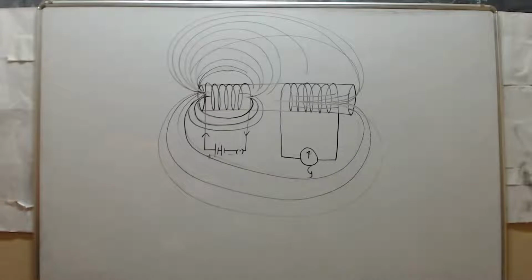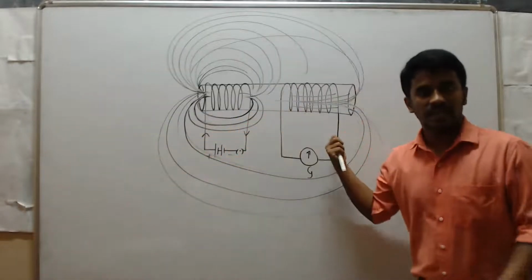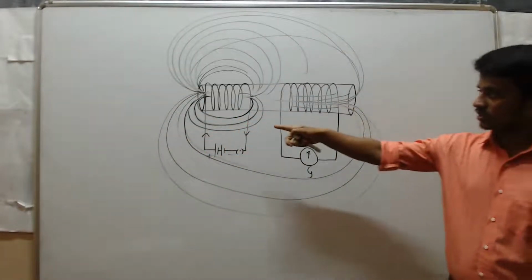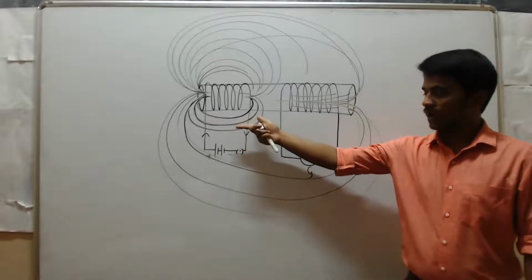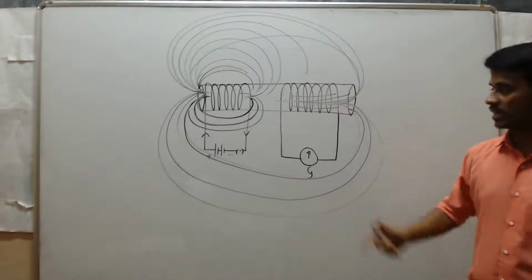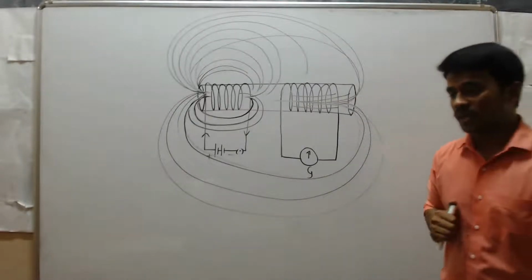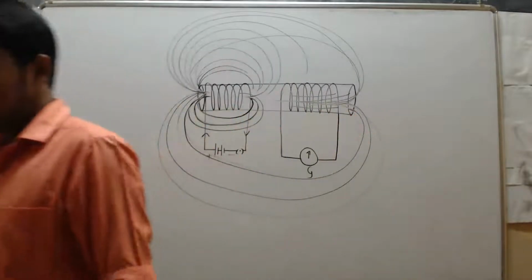Okay, so now next, we move to the electric generator. Now we can see here, we can generate electric current, right? If you perform an activity like this, definitely we can generate electricity, electric current. Clear? Now we will discuss the working of the electric generator.